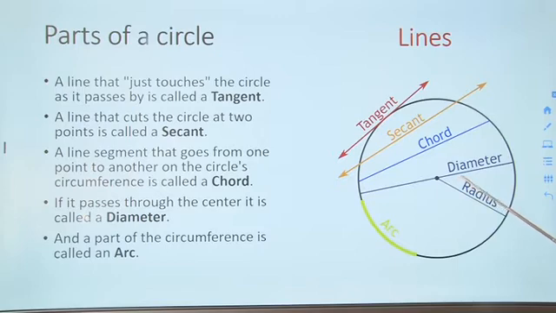So, as you guess, 2 times radius is equal to the diameter. 2 radiuses are equal to the diameter, but they must be collinear. And finally, an arc is a part of the circumference of the circle.